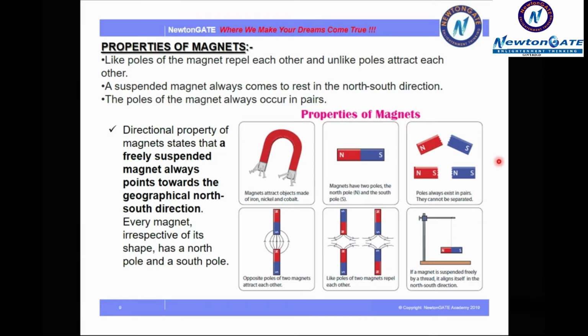Now comes the properties of magnets. Again, like poles of a magnet repel each other and unlike poles attract each other. A suspended magnet always comes to rest in the north-south direction. We know it very well. The poles of a magnet always occur in pairs. What is the directional property of a magnet? The directional property of a magnet states that a freely suspended magnet always points towards the geographical north-south direction. Every magnet, irrespective of its shape, has a north pole and a south pole.